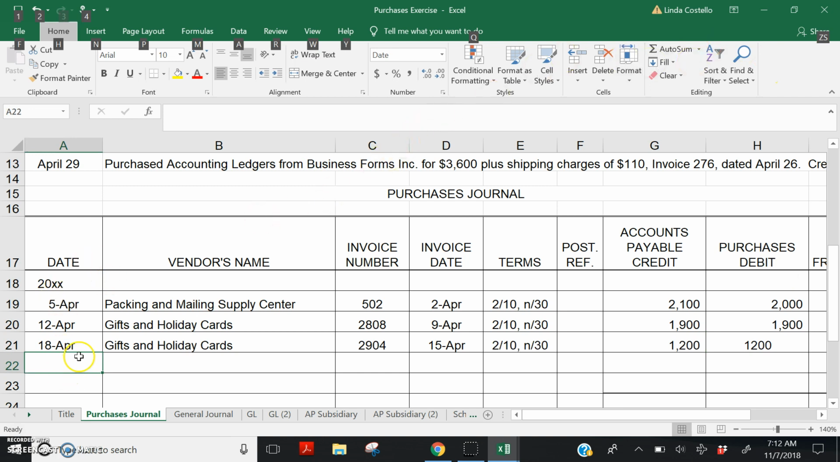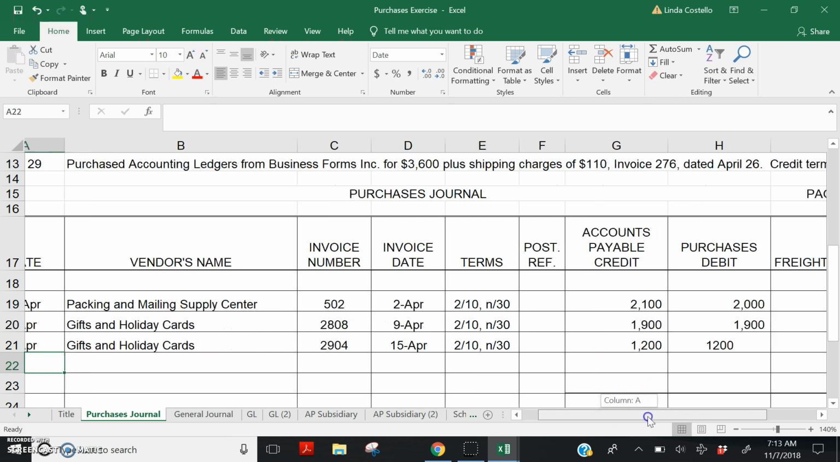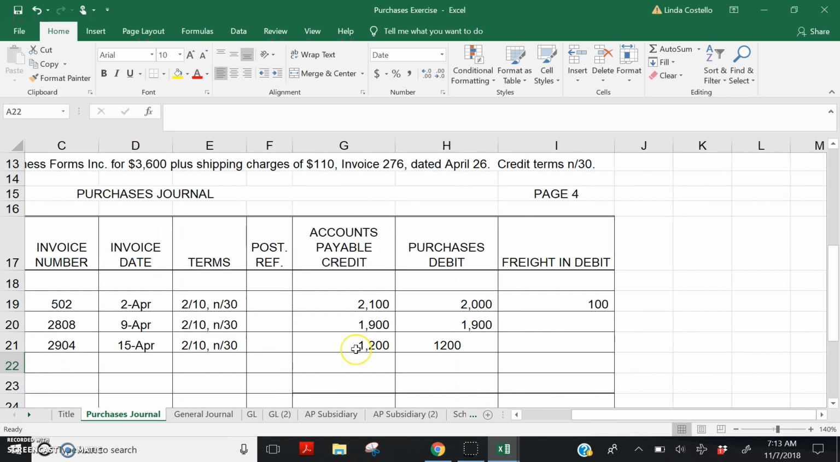Date April 18th. Vendor's name Gifts and Holiday Cards. Invoice number 2904, dated April 15th. Credit terms $210 net 30. Credit accounts payable $1,200. Debit purchases $1,200.